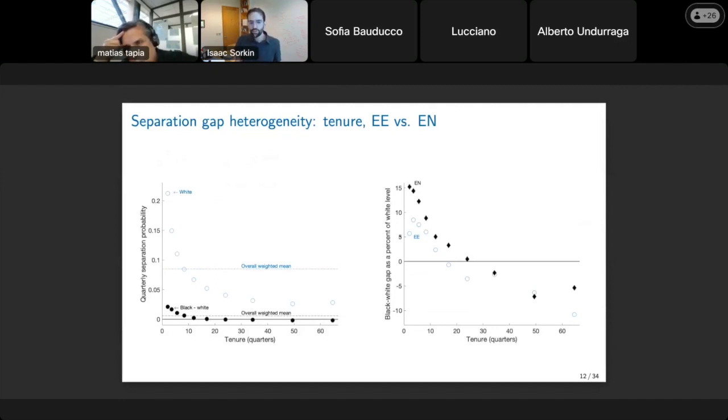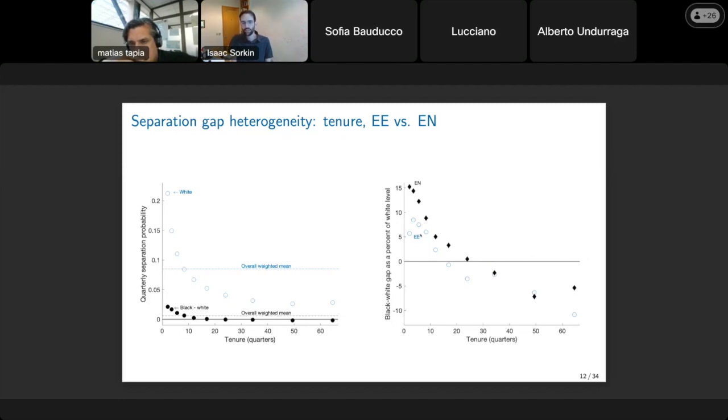What you can see is that the black-white gap, as a share of the white level, declines in tenure. And after about 8 years of tenure, the EN separation gap actually goes negative. Whether you want to lean on this too strongly as being negative or just basically 0, given the low level, I leave that up to you a little bit. But this figure is basically where the rest of the paper comes from.